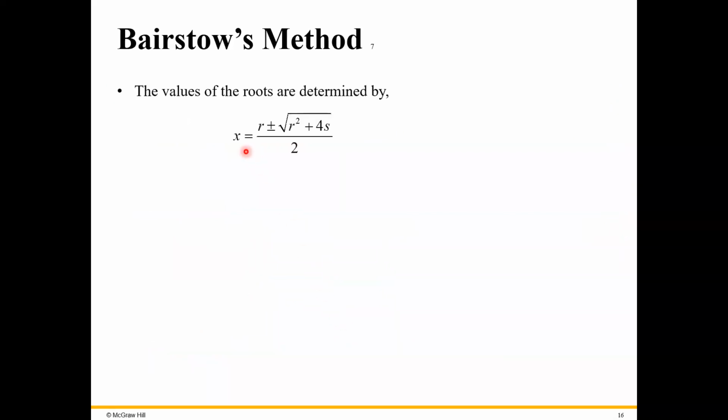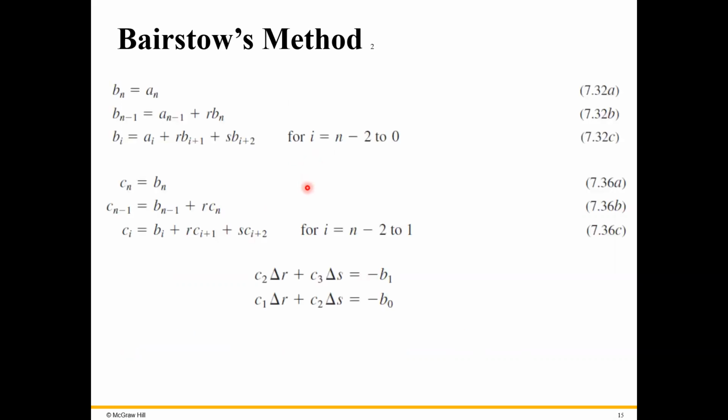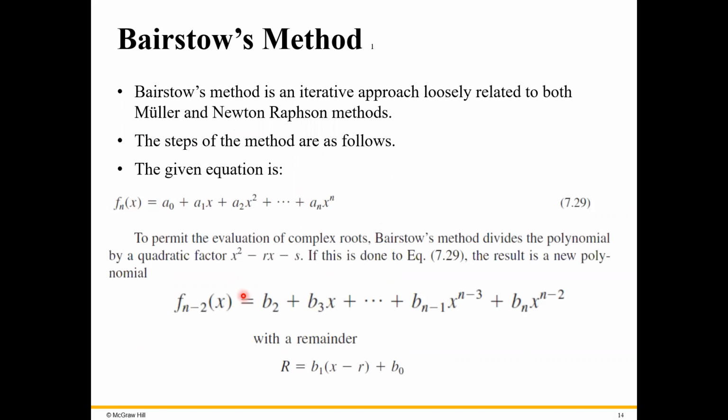Then we can find the estimate of the root by this equation, okay. x is equal to r plus or minus the square root of r squared plus 4s, over 2. This is the quadratic formula for this equation. Originally we assumed this equation.